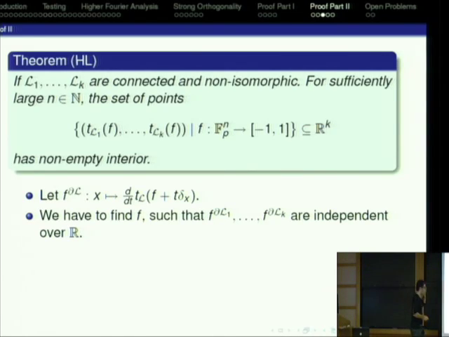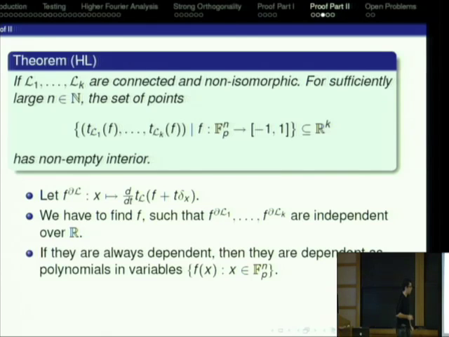Yeah, I mean, the intuition, maybe for me at least, was coming from flag algebras, Razborov's flag algebras. Now, if they are always dependent, we want to show that there is some function f such that these are independent. But if this is not the case, then they must also be dependent as polynomials in these variables.